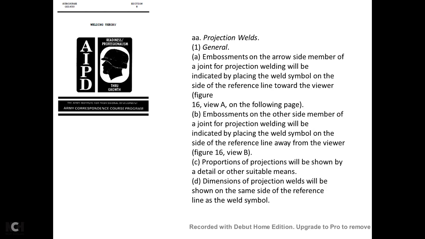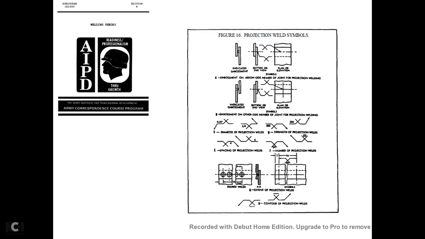AA. Projection welds. A, the embossment of the arrow side member of the joint for projection welds will be indicated by placing the welding symbol on the side of the reference line toward the viewer. B. The embossment of the other side member of the joint for projection welds will be indicated by placing the weld symbol on the side of the reference line away from the viewer. C. The proportion of projections will be shown in detail or by other suitable means. And D. The dimension of the projection welds will be shown on the same side of the reference line as the weld.